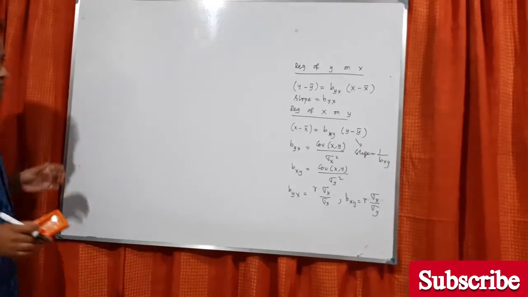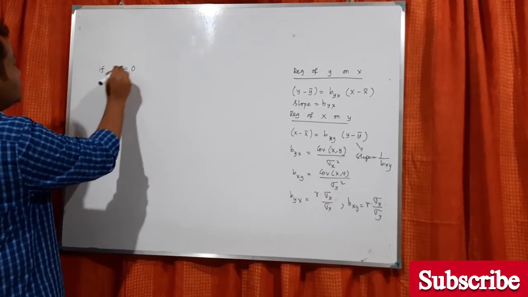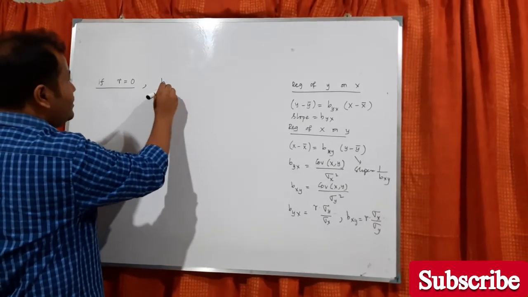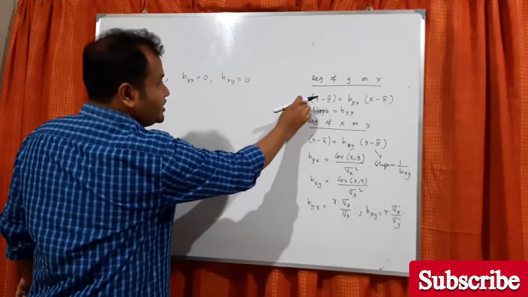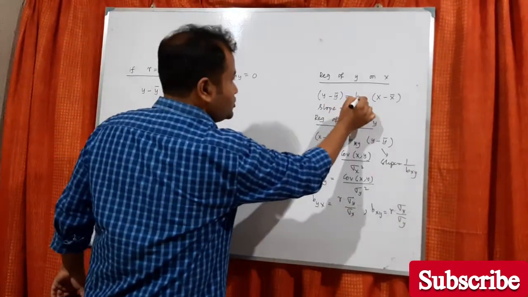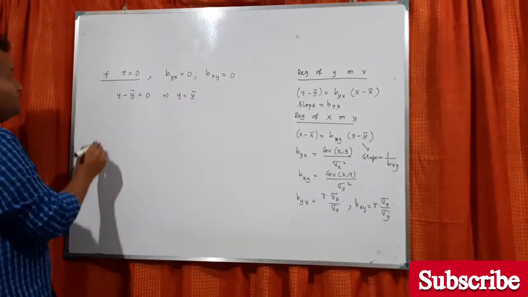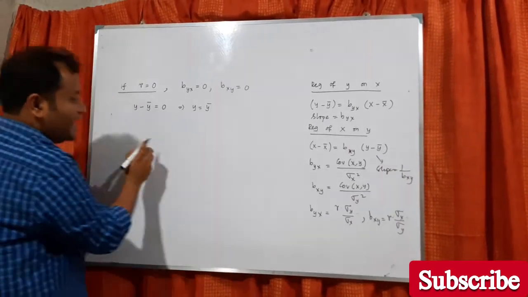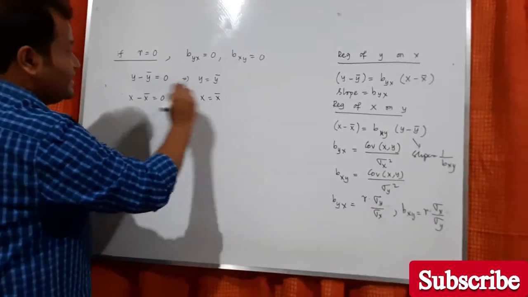Now suppose r equals 0. Then we know byx equals 0 and bxy equals 0. So from this equation, what do we get? Y minus y bar equals 0, because this portion is 0, so the right hand side will be 0. That means y equals y bar. And from this equation, what do we get? X minus x bar equals 0, so that will give x equals x bar.